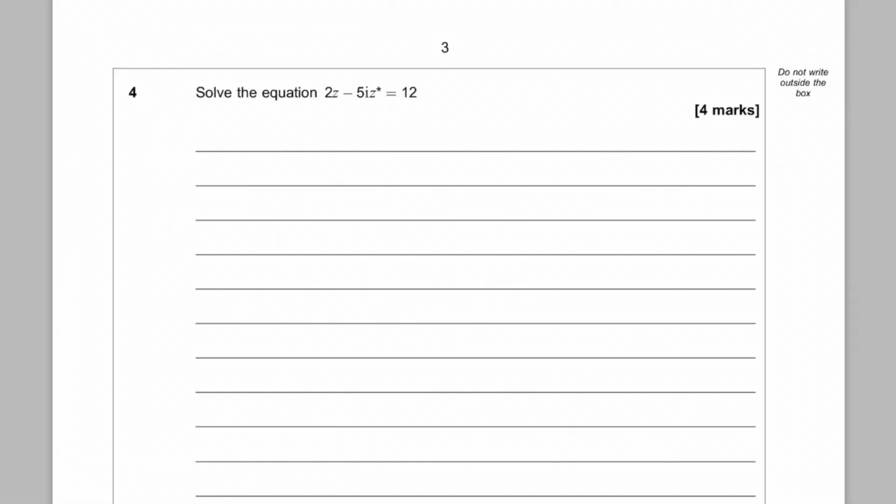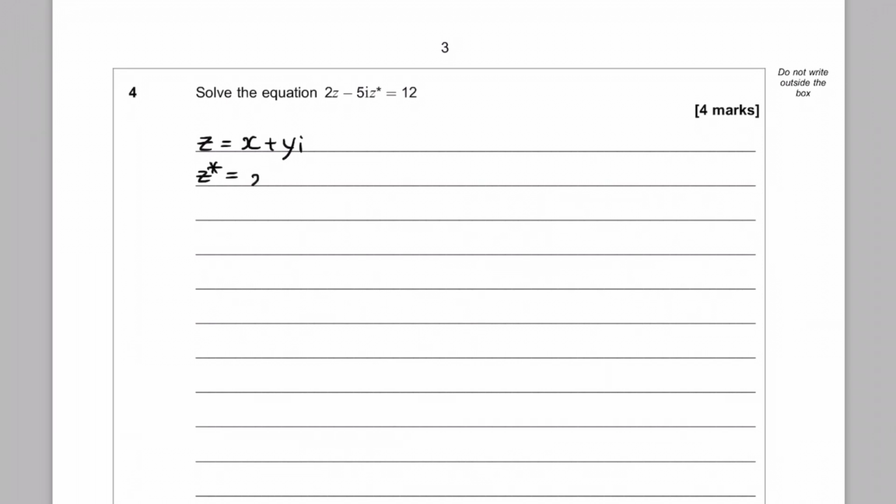For this type of question, you have to set an arbitrary z value. So let's say we have x as our real value and y as our imaginary value. So let's say our z is x plus yi. Then the conjugate of that z that we set is noted as z star.